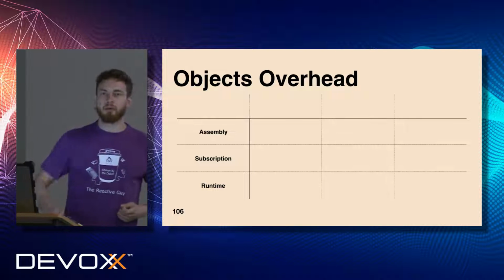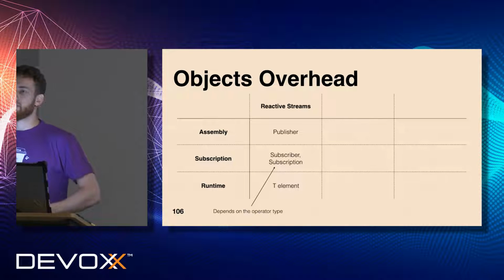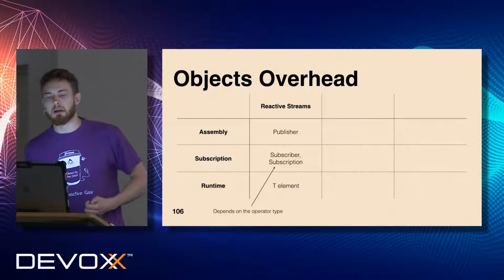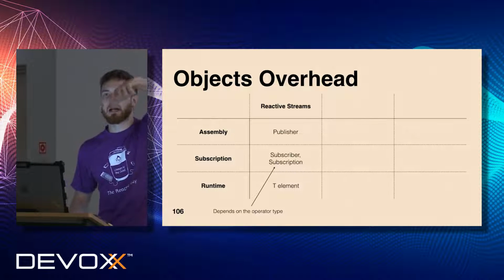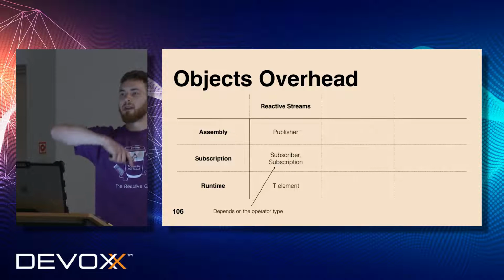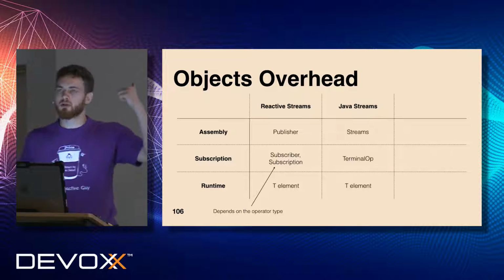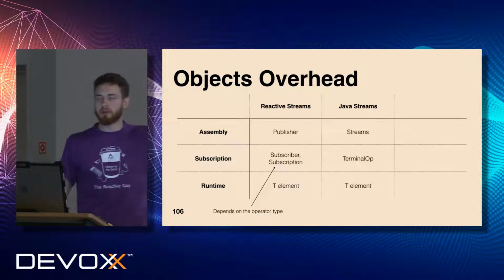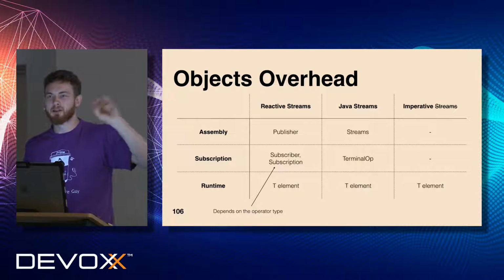First of all, as we remember, at assembly time we create a publisher. If we provide another map, we wrap the previous publisher into another publisher, and another, and another. Then at subscription time, we produce a subscription. Then in the chain of subscribers, we create subscribers, and these are another n objects. And then we have another n elements during runtime. Compared to a Java 8 stream, we have a little bit fewer objects, almost the same number. Compared to imperative programming, we have zero overhead from objects, just elements.